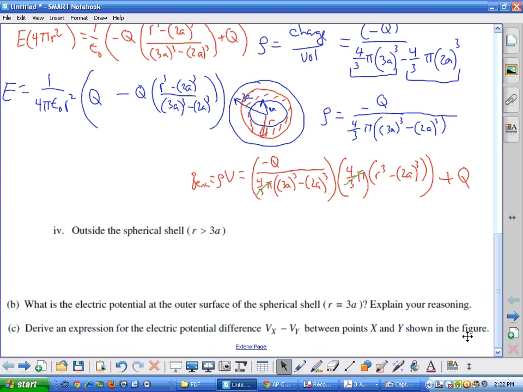And so if we go to write down our enclosed charge, we have the charge on the inner sphere, which is plus q, and then we have the charge on the outside shell, which is negative q. So the total enclosed charge is 0. So E times 4 pi r squared equals 0. So the electric field equals 0.